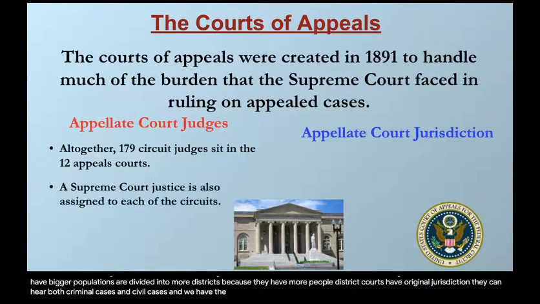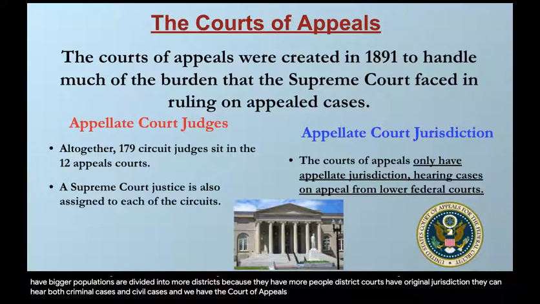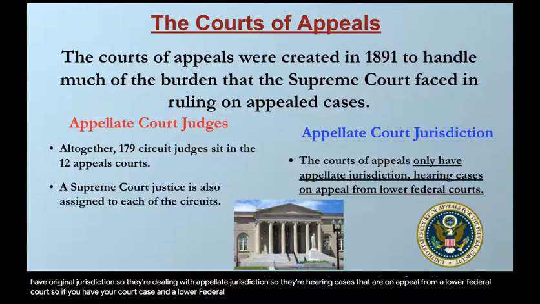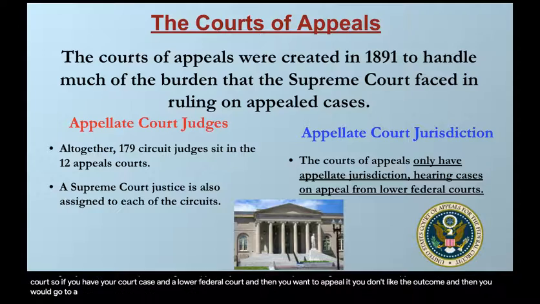And we have the Court of Appeals. So obviously, they're only dealing with appeals, so they don't have original jurisdiction. So they're dealing with appellate jurisdiction. So they're hearing cases that are on appeal from a lower federal court. So if you have your court case in a lower federal court and then you want to appeal it, you don't like the outcome, then you would go to a court of appeals after that.